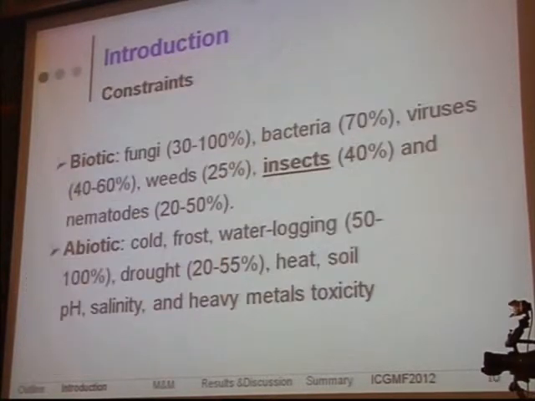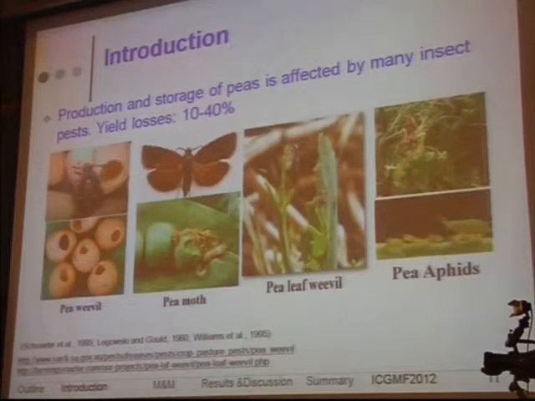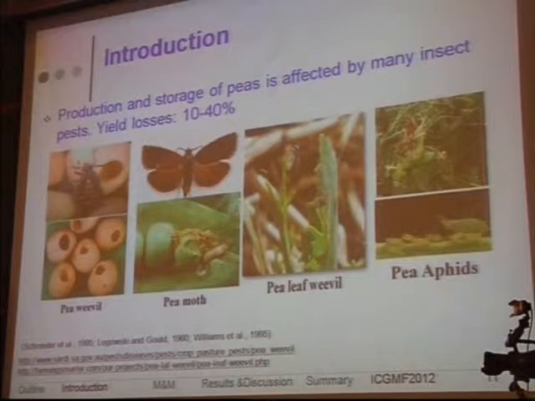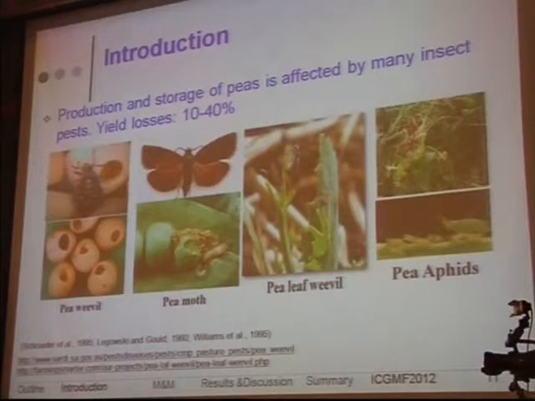Today I will talk only about insects, which are responsible for up to 40% yield losses. Here are a few examples of the most important pests in pea, like pea weevil, pea moth, pea leaf weevil, and aphids.